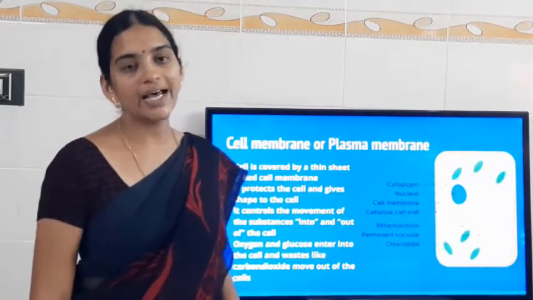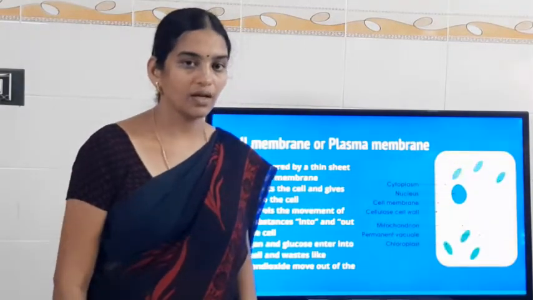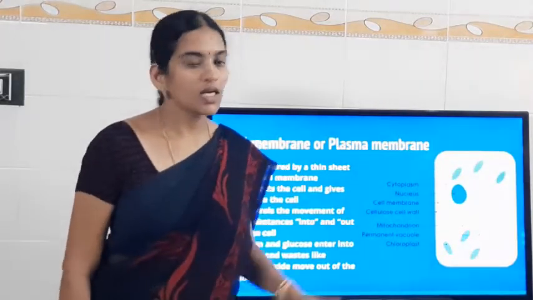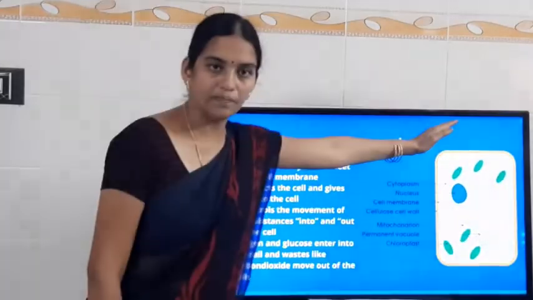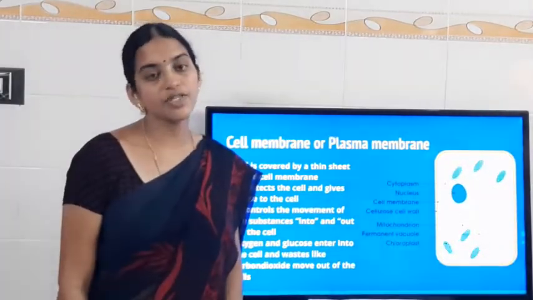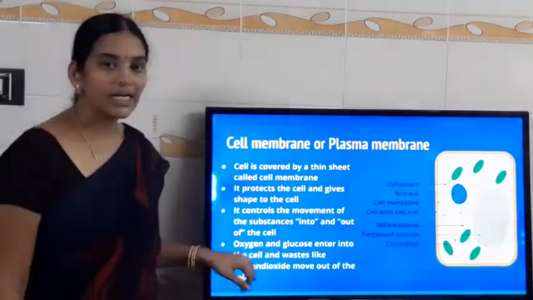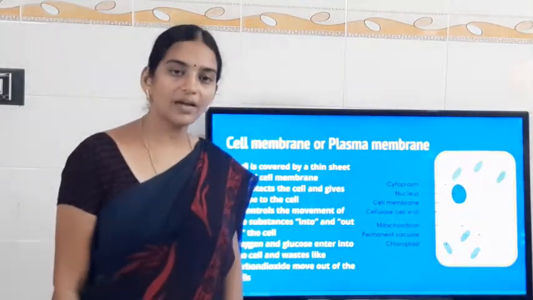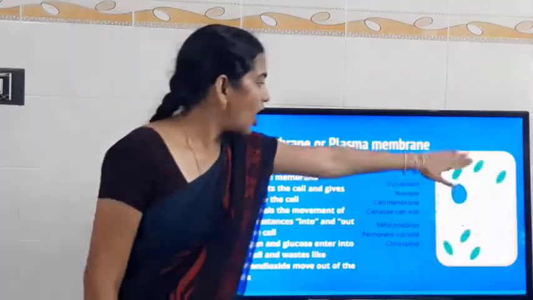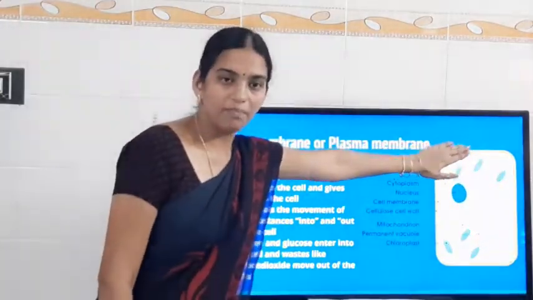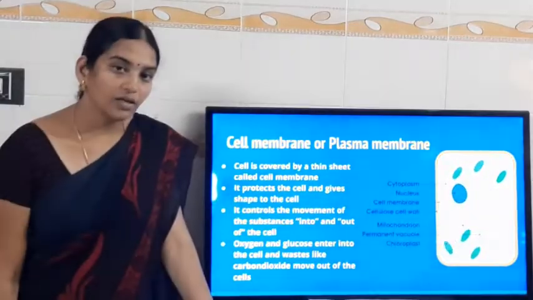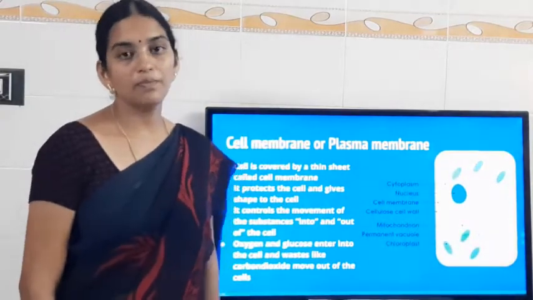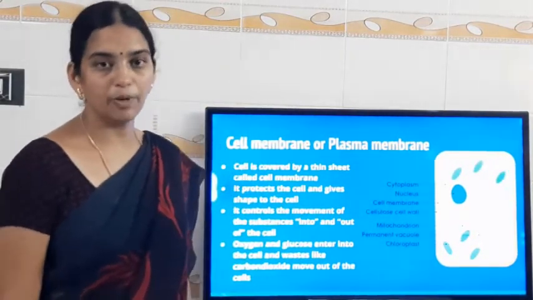This cell membrane has tiny pores in it. And it controls the movement of substances into and out of the cell. The dissolved substances such as food and oxygen enter into the cell for its activity, and in return the waste like carbon dioxide gets out from the cell with the help of the cell membrane. And this cell membrane separates the cell from one another. This cell membrane is also called plasma membrane.